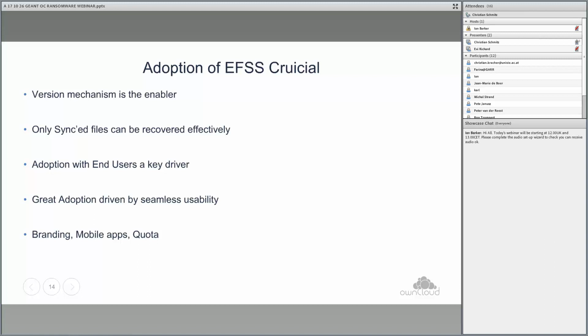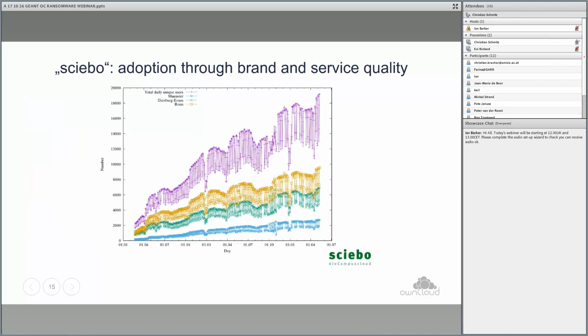Now, what drives the adoption? We believe overall it's seamless usability, as I like to call it, but in the end it boils down to having a branding, mobile apps, and a good quota system. With a good quota system, I mean try to have as much lack of quota as you can, not because people will use it, but because people will feel liberated to use the solution without having fear of running out of space.